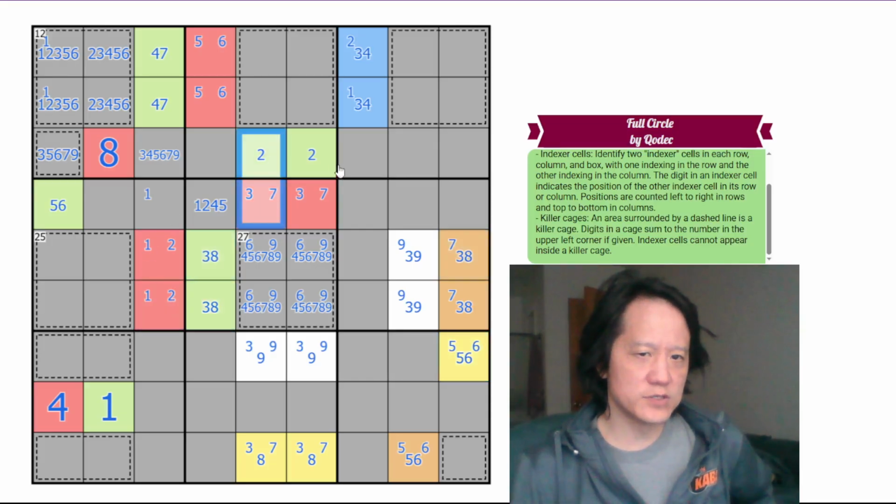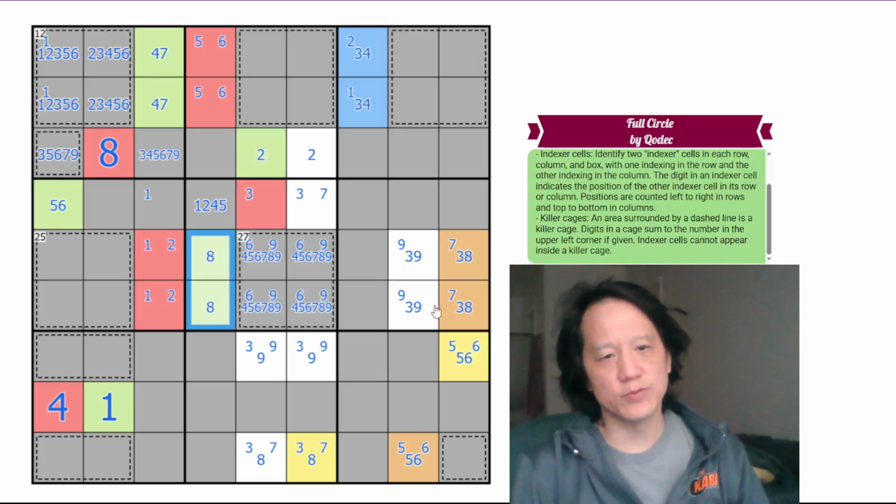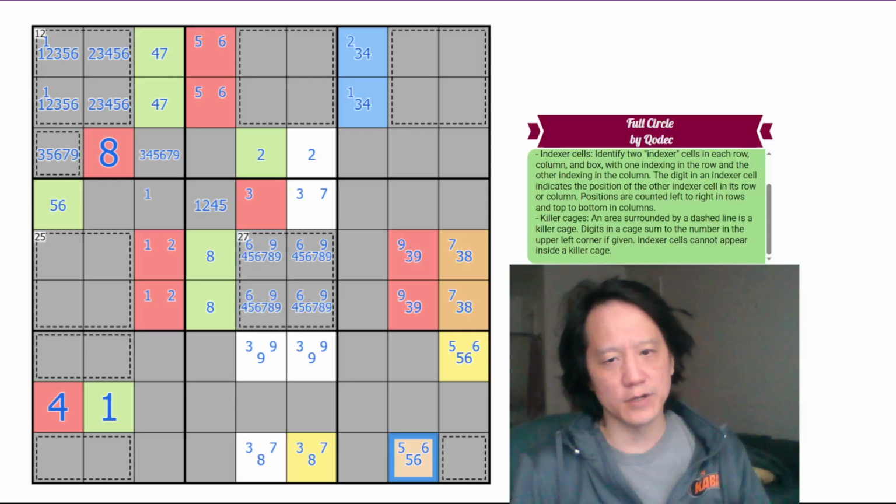What happens if it's this way? Then this would be 3, referencing that. This would not be 3. It would be 8 referencing that. So therefore, this would be the red, which would make this green, which would make this red, and this green. So either way, this is red and this is green, it seems like, right?